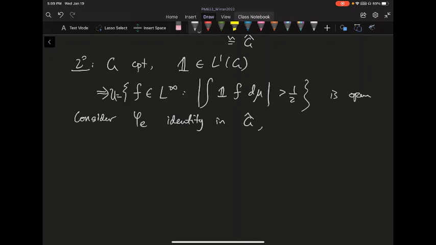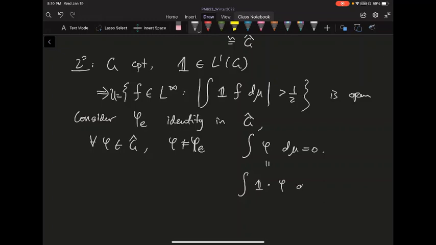All right, so if you have any phi inside your G hat where this phi is not the identity, not phi of E, then from the corollary we just showed, the integral of phi d mu is going to be equal to 0. Well, because when you integrate phi d mu, that's equal to 0. In other words, the integral of the constant one function multiplied by phi d mu is going to be 0. 0 is certainly less than a half. So what you showed is that this phi is not inside this open set U here.